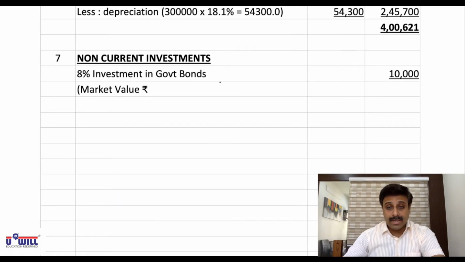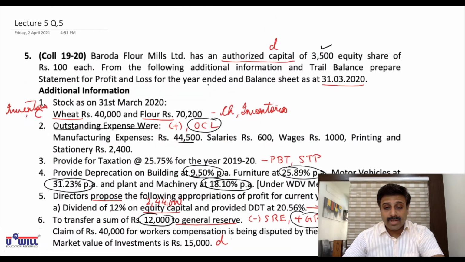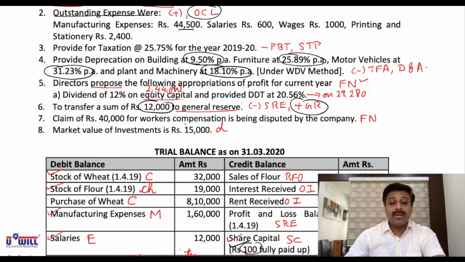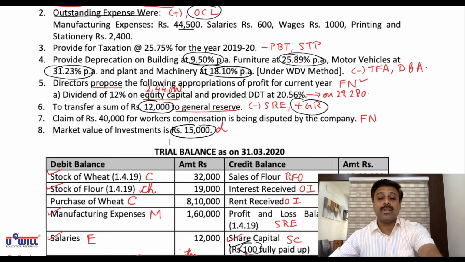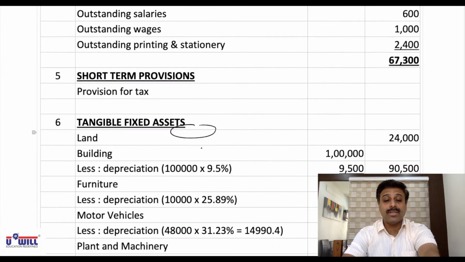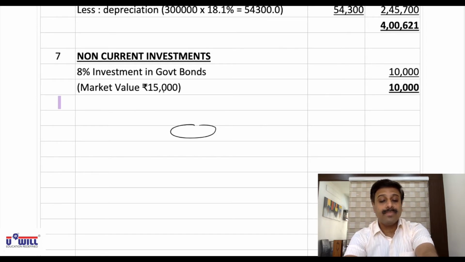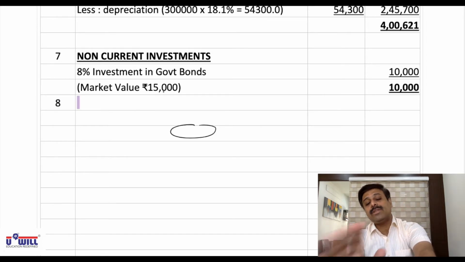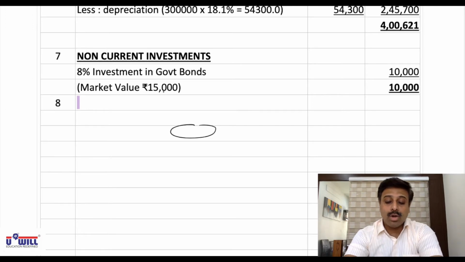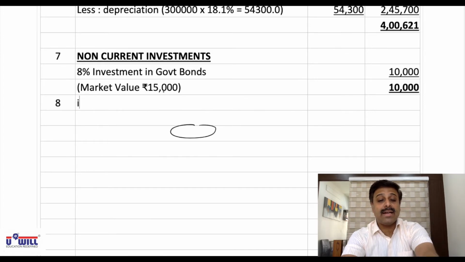All of you see in the adjustments what is the disclosure of investments market value? 15,000. Market value is 15,000. We have to give that disclosure to the shareholders. So market value rupees 15,000. Total will come to same 10,000. Then 8. After non-current investments, we don't have other non-current assets and long-term loans and advances. Then in current assets, we don't have current investments, directly inventories.